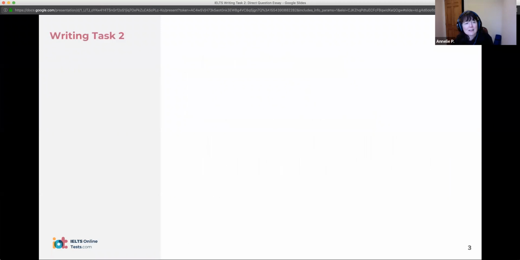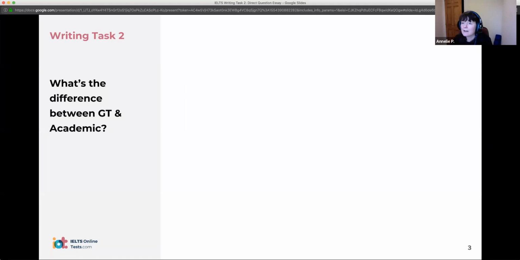Okay. So before we look at the specific one, we're just going to take a quick look at the differences between the general training and the academic. Because there's an essay in both of those types, but there is a little bit of difference. Can anyone tell me what they think the overall differences are between the task 2 in the general training and the task 2 in the academic? Any ideas?